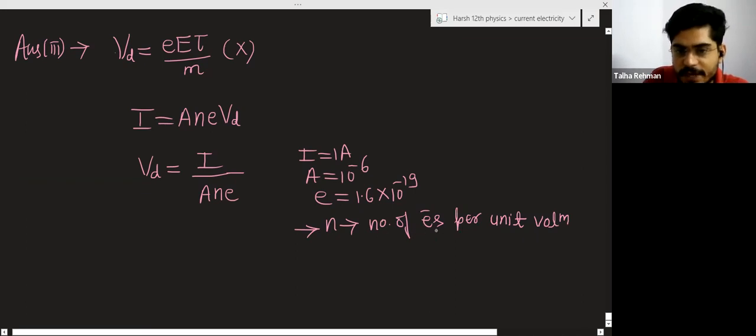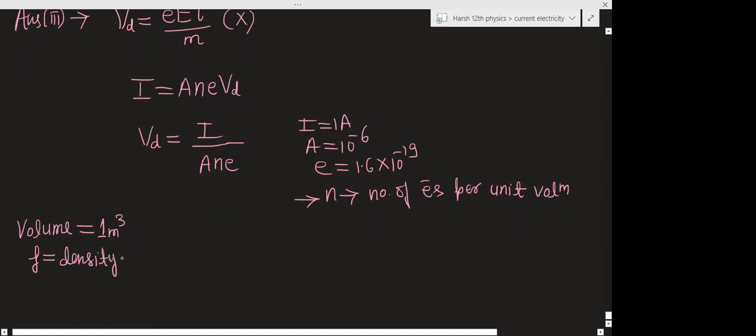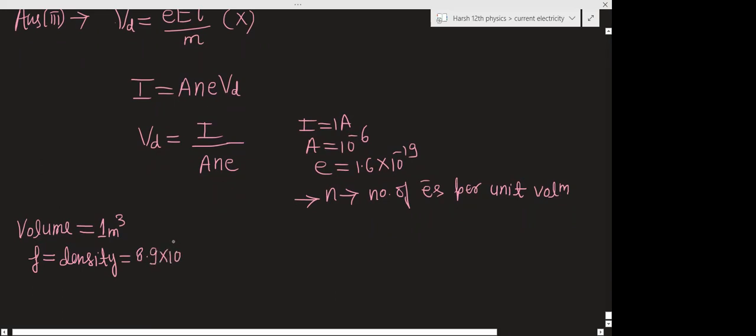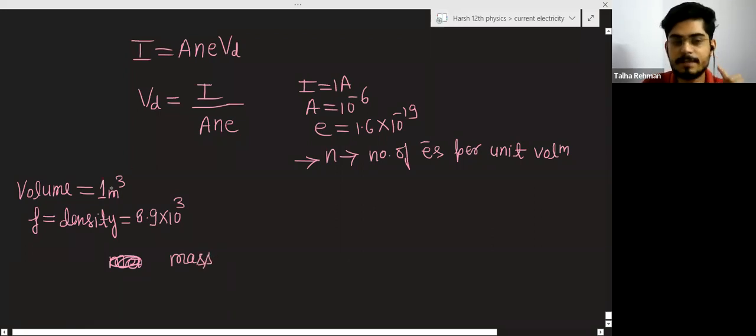So for the number of electrons per unit volume, what you will do is take volume 1 meter cube of the conductor, and density is given. Density is given as 8.9 into 10 to the power 3. And we know that mass is equal to volume into density. I am just calculating the mass of copper wire for 1 meter cube.